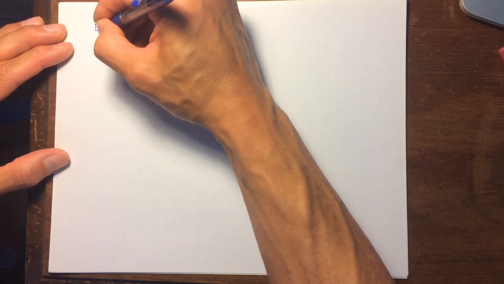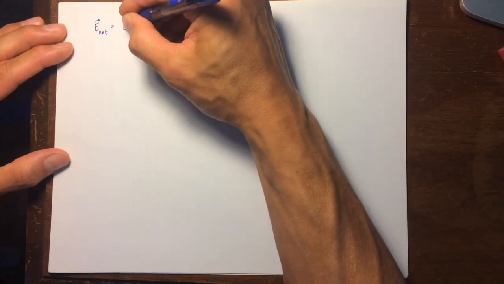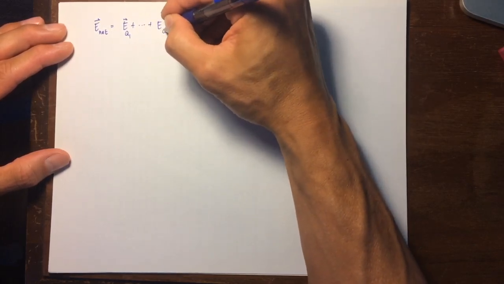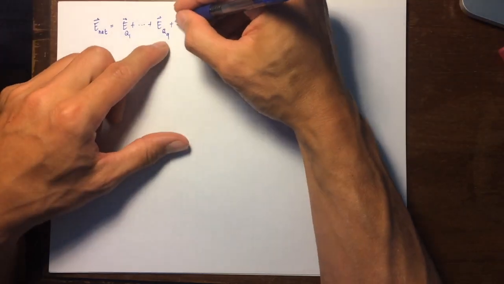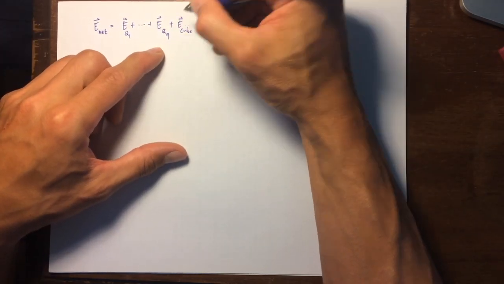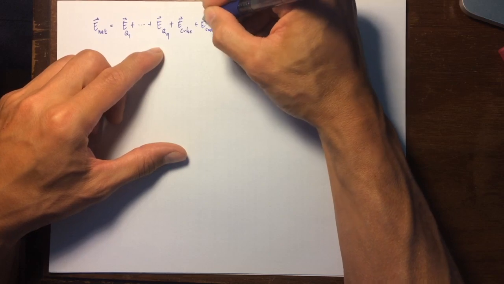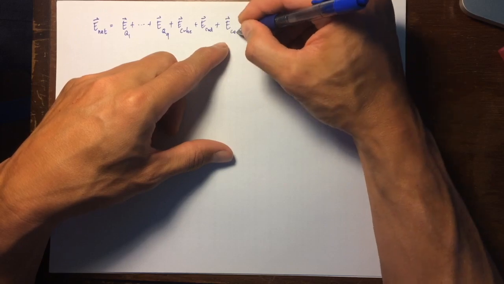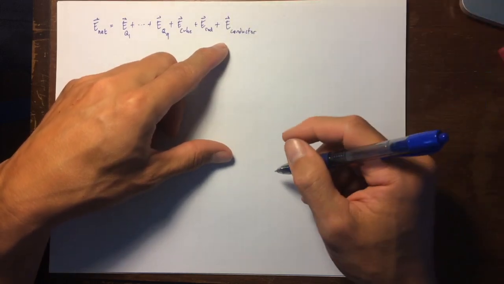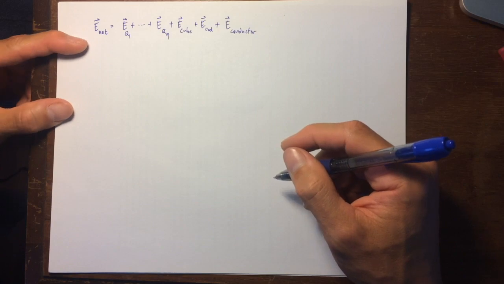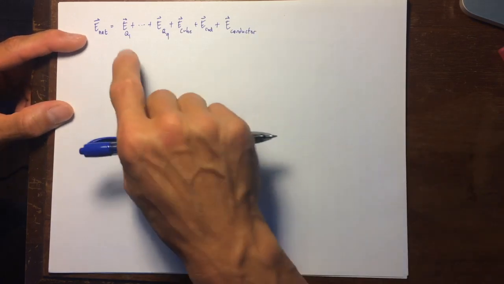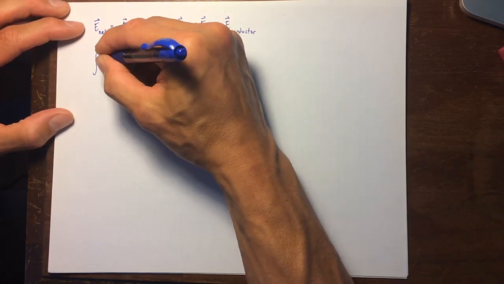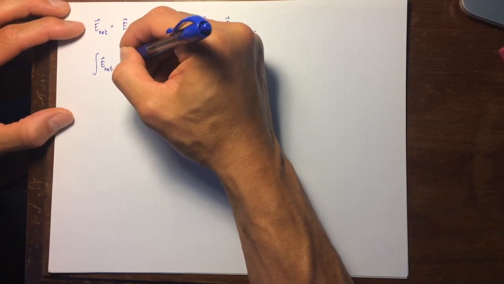You know that E net is equal to E from charge number 1 plus dot dot dot all the way up to E from charge number 9 in this case, plus the cube's electric field plus the rod's electric field plus the conductor's electric field. In this example, that's what the net electric field is. I'd like to show you that this can be put into the integral, right?